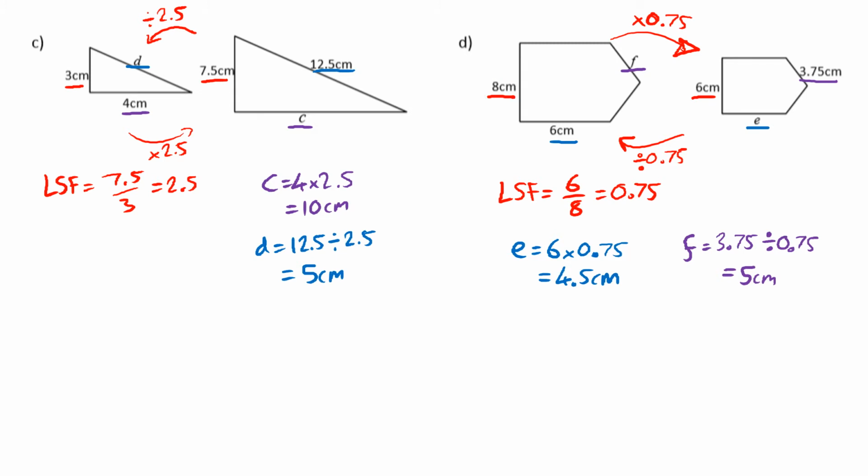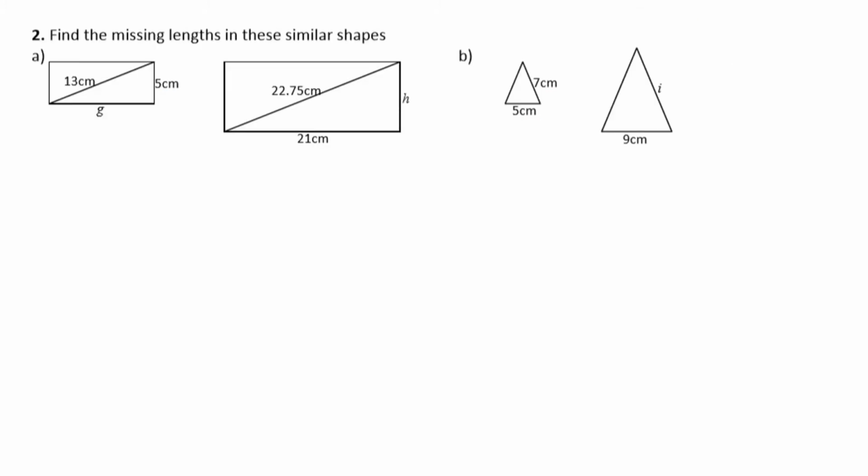But yeah, do check your answers make sense. Like, we know the shape on the right is smaller, so E should be smaller than the 6 you started with, and F should be bigger than the 3.575 you started with. Okay, let's keep going. Once again, have a go. Come back when you think you're ready, and I'll unpause in 3, 2, 1.